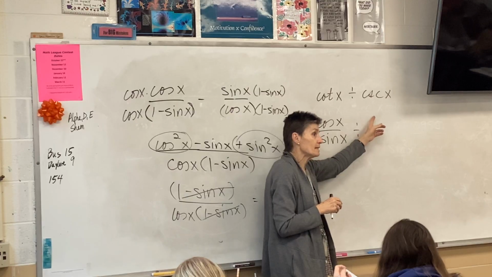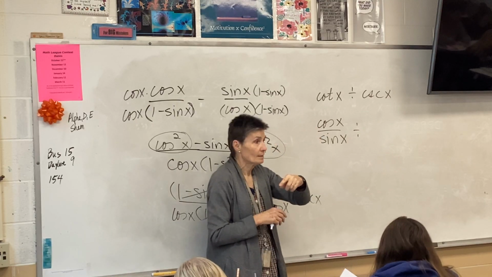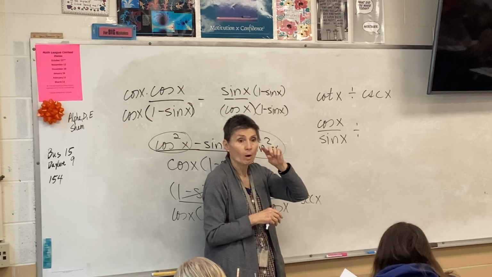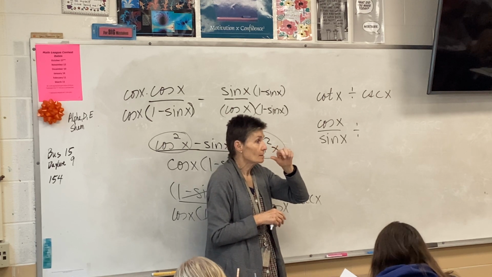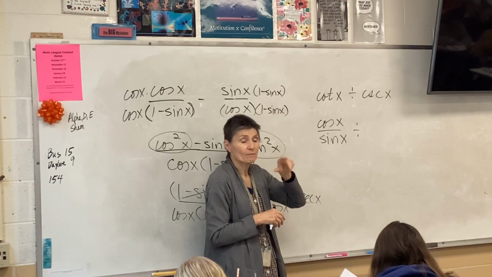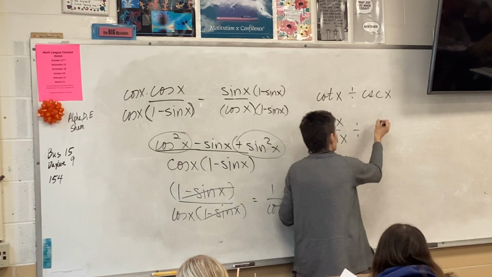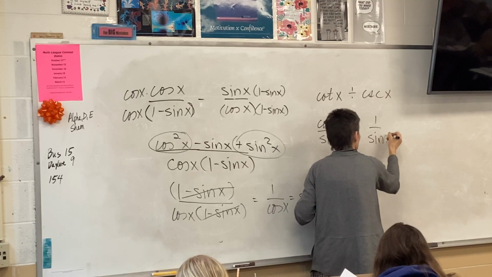And what's cosecant? This is on your other sheet. Cosecant is 1 over sine. Listen, if you don't have those memorized, get your orange sheet back out. It's 1 over sine. So this is divided by 1 over sine.